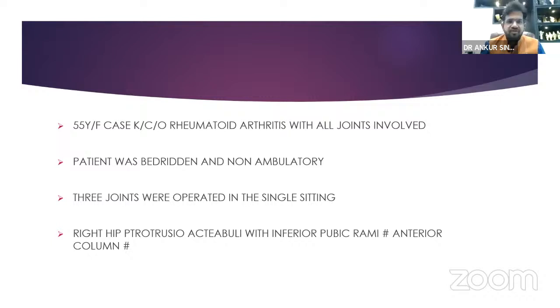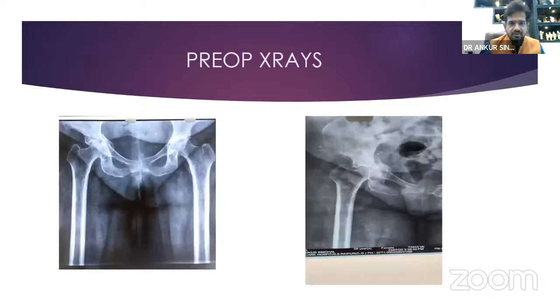She's a 55-year-old female, known case of rheumatoid arthritis in all four joints. When she came to me, she was bedridden and non-ambulatory. Three joints were operated by me in a single sitting, both knees and one hip. Here I am discussing the right hip. When she came to me, she had a protrusio in the right hip with an inferior pubic rami fracture as well as an anterior column fracture. These are the pre-op X-rays, where you can appreciate the anterior column fracture along with the inferior pubic rami fracture.